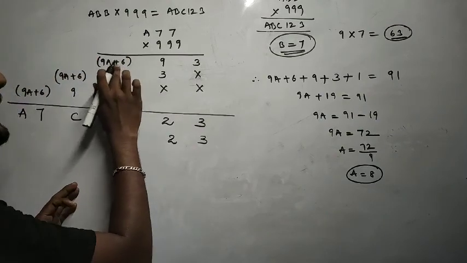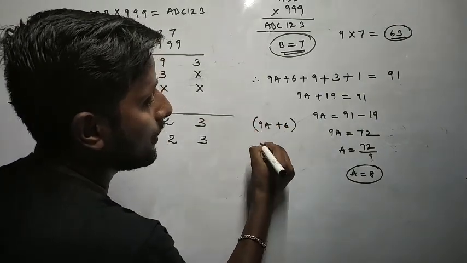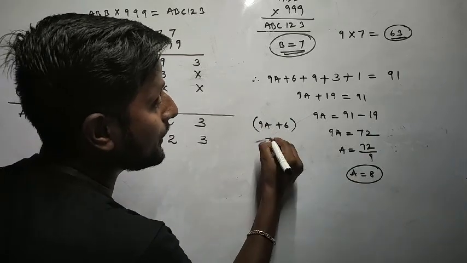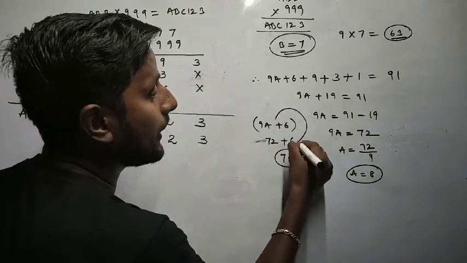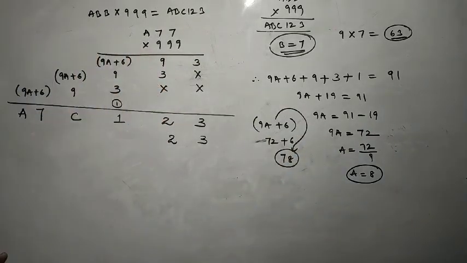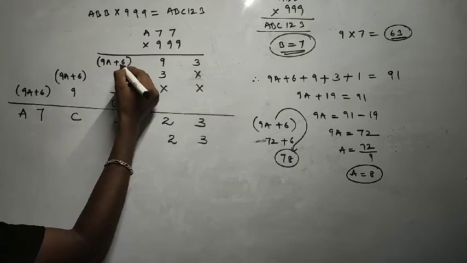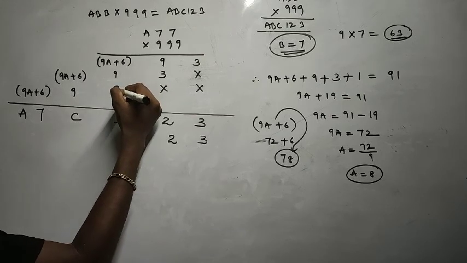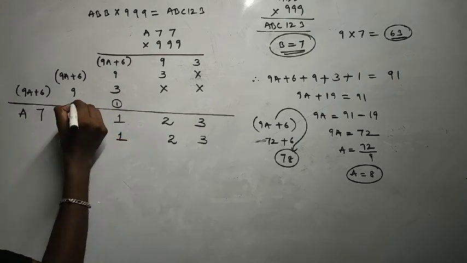But look at 9a plus 6. Am I right? So 9 8s are directly multiplied. 9a is nothing but 9 8s, which are 72. 72 plus 6, 78. So wherever you look at 9a plus 6, there you can put 78. Okay, now start. 78 plus 9, 87. 87 plus 3, 90. 90 plus 1, 91. So 1 carry, 9.